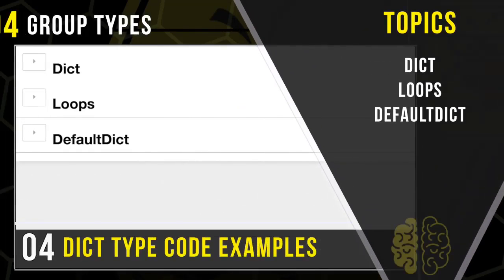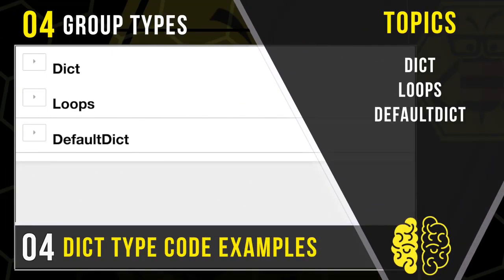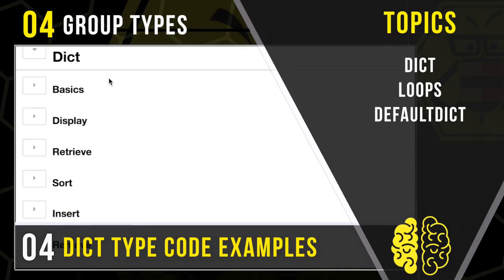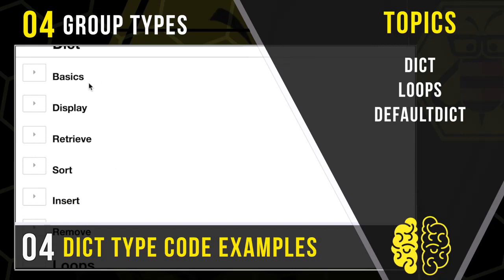Welcome. In today's lesson, we will be learning the how of programming by reviewing code examples that demonstrate how dictionaries work. We're going to talk about some of the most common use cases and methods, the basics of creating dictionaries, how to display the keys and values that are inside of them, how to retrieve keys and values, sort dictionaries, insert new elements, and of course, remove things that we don't want.